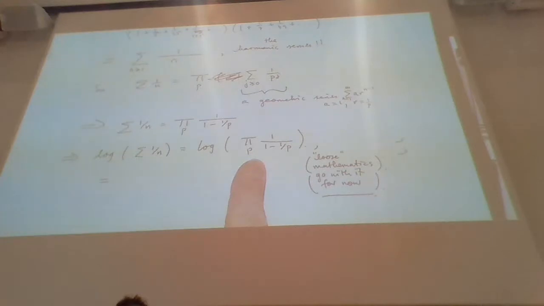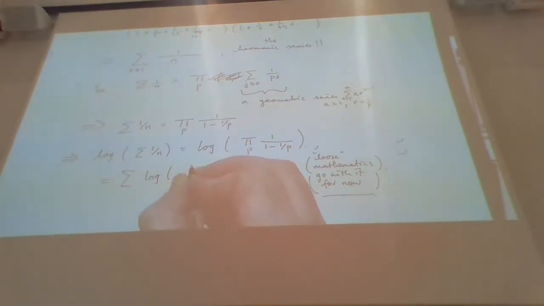It breaks it down into small logs. The log of a product is the sum of the logs. Yes, exactly right, one log plus another. So the logarithm of this product is the sum of the individual logs of 1 over 1 minus 1 over p, summing over p.